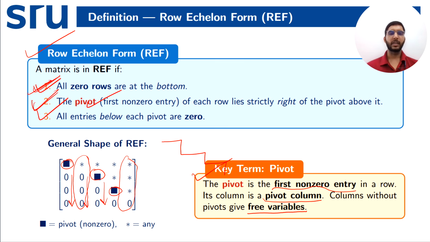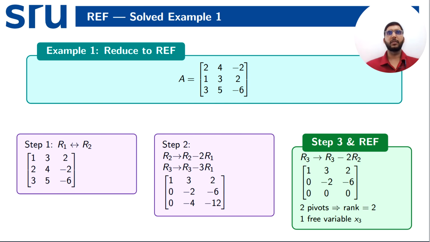Now we shall try to understand this concept in more detail. Here we are given a 3 cross 3 square matrix. Our goal is to transform this matrix into row echelon form, that is REF. This process involves eliminating numbers below the pivot positions. So let us start.